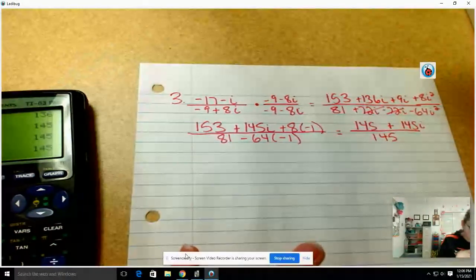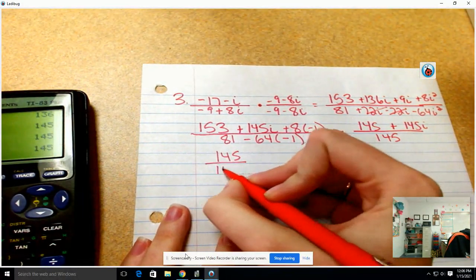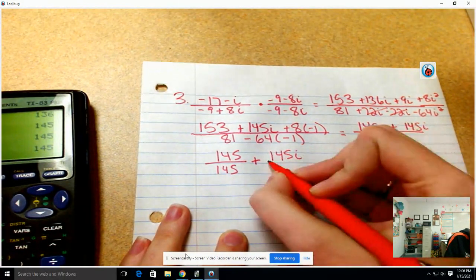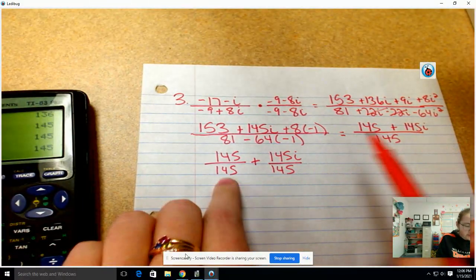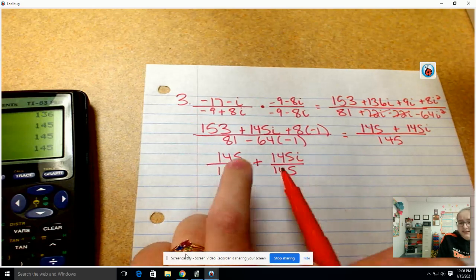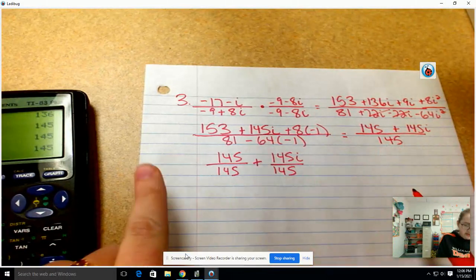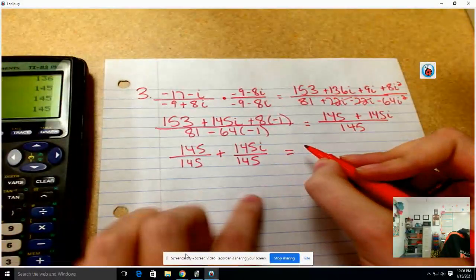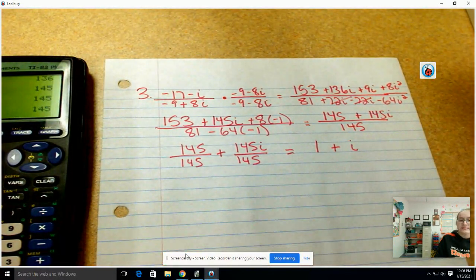That means we're going to get stuff that cancels. So we're going to rewrite that as 145 over 145 plus 145i over 145. Not sure if I mentioned this earlier, but the reason we can break this up like this is because you all know if we have to add fractions, you have to have common denominators. So we have a common denominator here, so we're just essentially breaking that back up. And those are going to cancel and give us 1 for both, so 1 plus i.